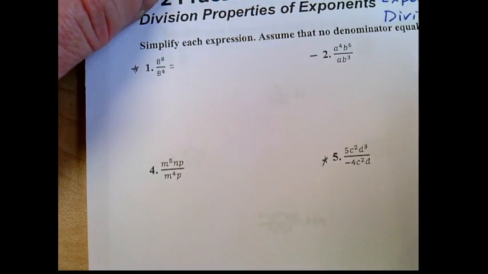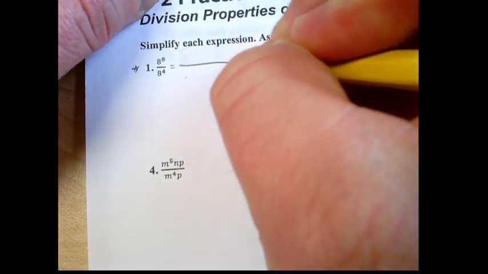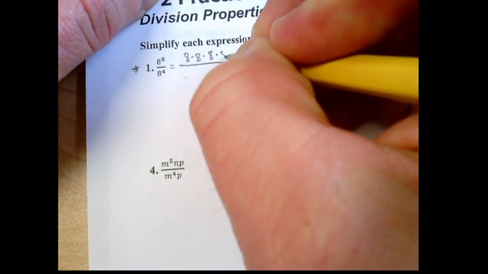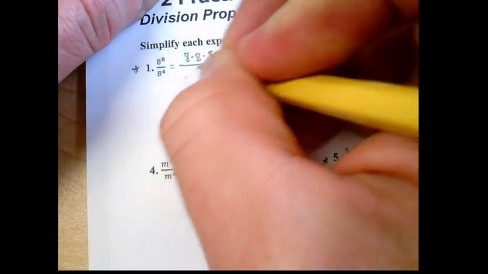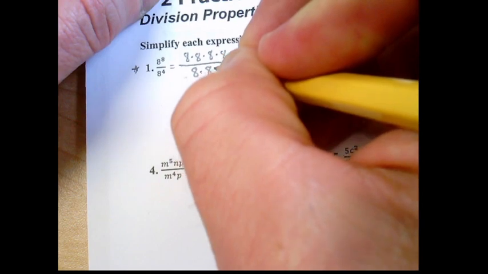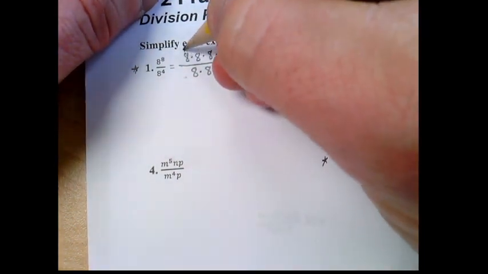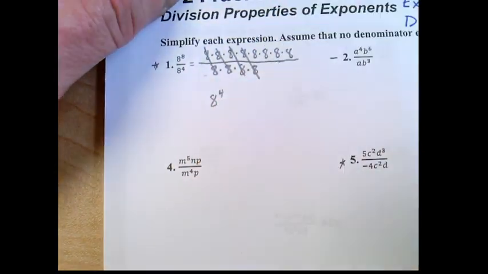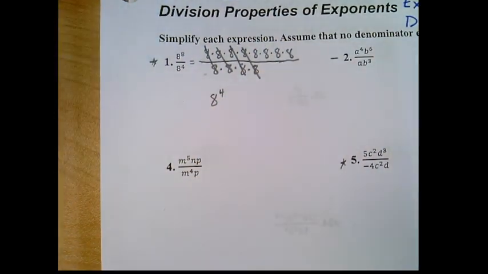Now what I'm going to do here is I'm actually going to write this out in expanded form. So 8 to the 8th would be this. Count that again. 1, 2, 3, 4, 5, 6, 7, 8. And 8 to the 4th would be this. Okay. Now, I'm going to cancel out as many as I can here to see what's left over. And if you notice here, we have 8 to the 4th as our solution, okay?